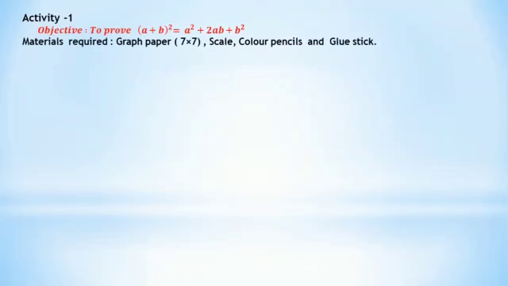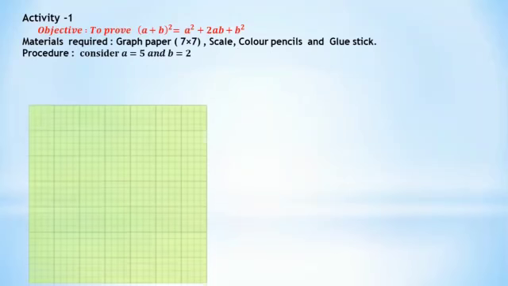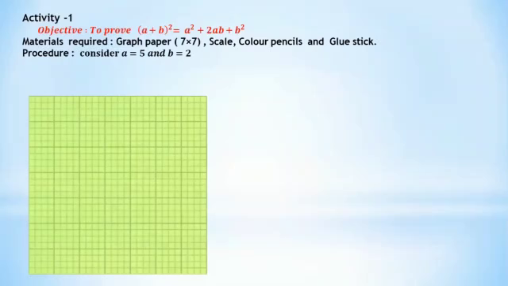Let us prove (a plus b) whole square is equal to a square plus 2ab plus b square. For this, we need the materials: graph paper, 7 by 7, scale, color pencils and glue stick. Let us consider a is equal to 5 and b is equal to 2. Cut the graph paper in a 7 by 7 square. This is a complete square. 7 7s are 49.